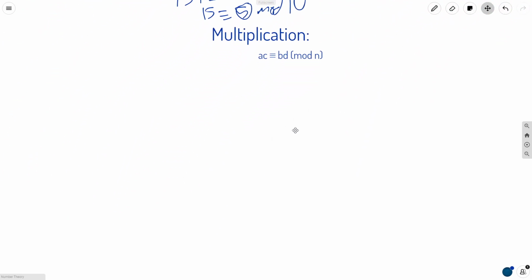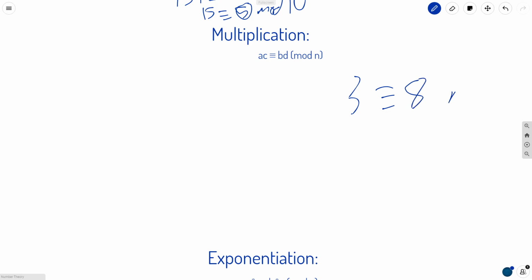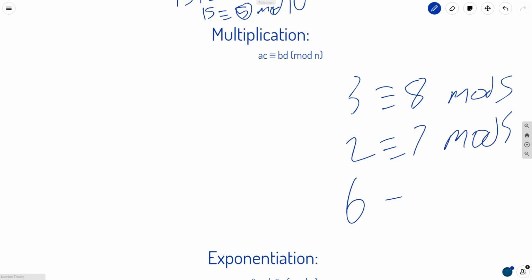And likewise, multiplication also holds true in modular arithmetic fairly similarly. So if we had 3 equivalent to 8 mod 5 again, and we had 2 equivalent to 7 mod 5, we can multiply these two things and get 6 is equivalent to 56 mod 5. And if you look at the difference here again, we have a difference of 50, which is a multiple of 5, so this statement is correct.